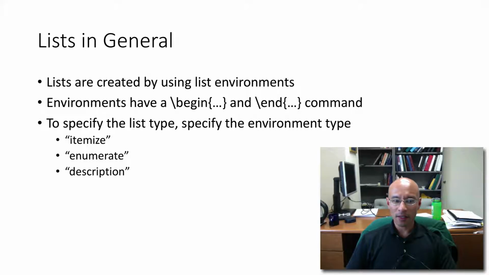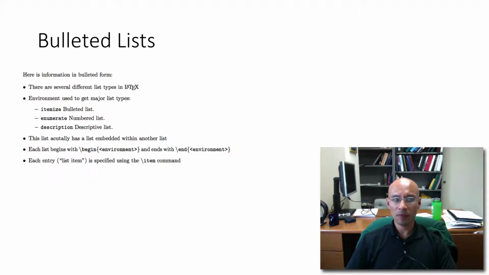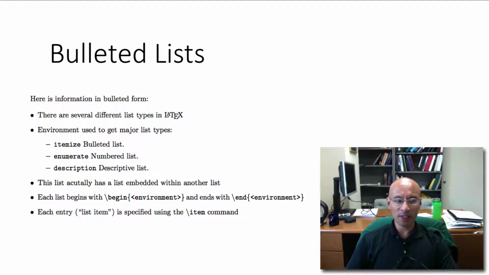You'll recall that any environment has a begin and an end command, and to specify the type of list, we specify an environment type. Let's begin by discussing bulleted lists. This is a snippet from a document that contains a bulleted list. So we had to use the itemize environment to do that.